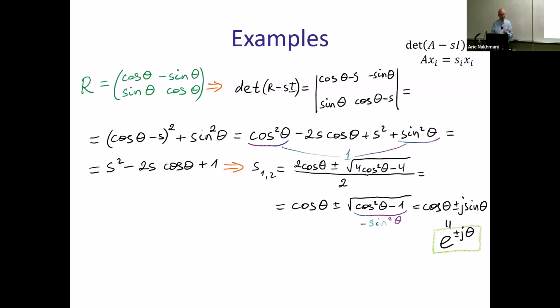It's complex, it must be. Because cosine squared is always less than or equal to 1, right? So what you have inside the root is negative. So it must be j times sine of theta. So pay attention to what that thing is. This is the exponent as we defined by Euler's theorem, right? So you get that the eigenvalues of that matrix, actually two eigenvalues, are e to the plus or minus j theta. But what is that thing? What does it mean to multiply by e to the j theta?